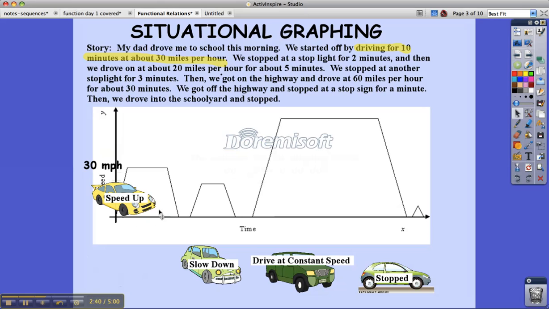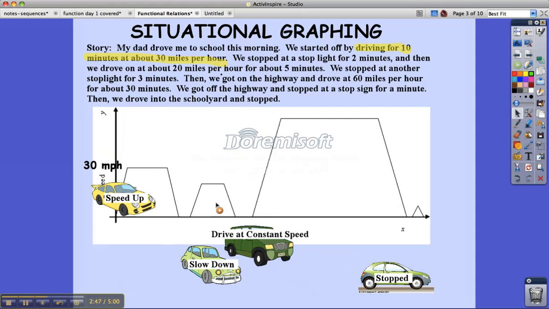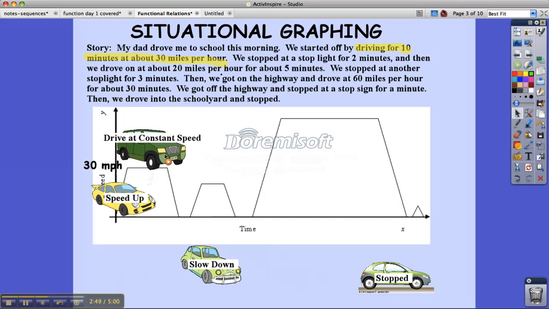Then I am driving for 10 minutes at about 30 miles per hour. So notice that time is passing by here, and I am driving at a constant speed. I'm driving for 30.